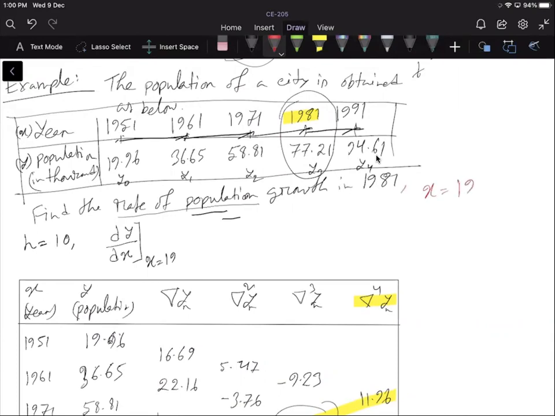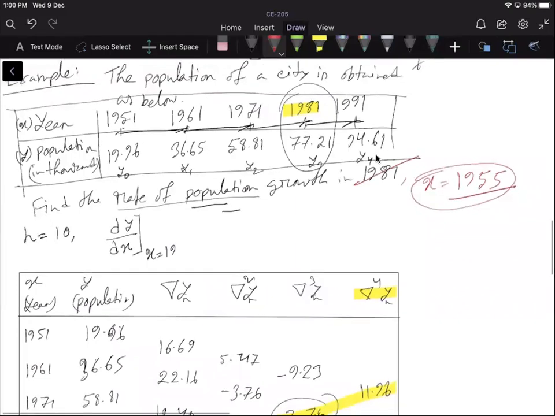In these specific problems, if I asked you to find the population growth rate at, suppose, 1955. Okay, at 1955, what is your population growth rate? So if the problem is not 1981, it's simply 1955. For 1955, what you need to do is dy by dx at 1955. So look at this 1955. This is the initial portion of your data set, something like here.